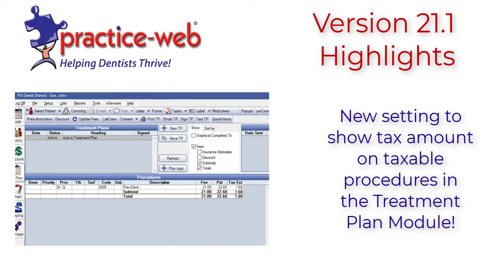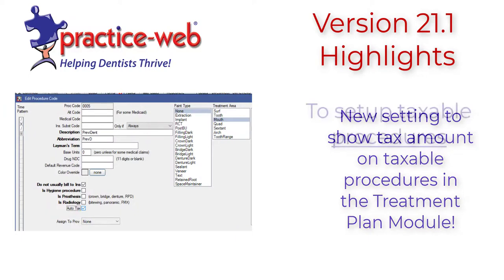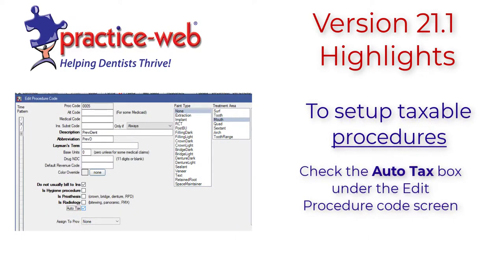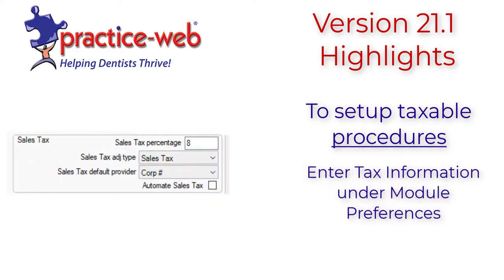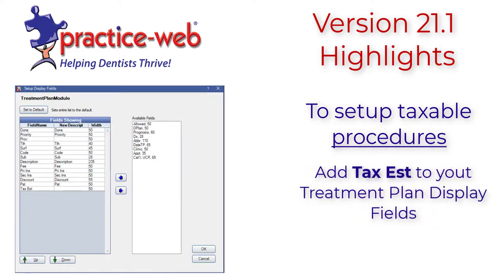With a new setting to help you calculate sales tax for taxable procedures, you can now see what portion is sales tax in the treatment plan module. To set up this feature, first make sure that you have your procedures set up to be taxable. Then under Module Preference, and under the Account Module tab, make sure to enter the sales tax percentage for your area. To see the sales tax portion under the treatment plan, under the Setup menu, click on Display Fields, then Treatment Plan, and make sure that tax estimate is included in your treatment plan view.